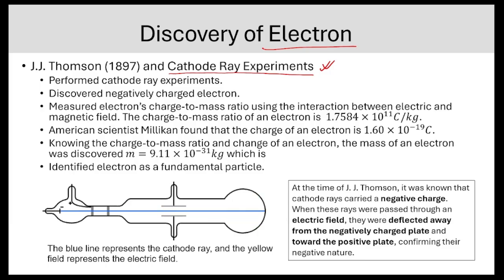In a cathode ray tube, a beam of particles, the cathode ray, we can see here in this blue color, is negatively charged. It was known at the time that the beam of cathode rays was negatively charged.